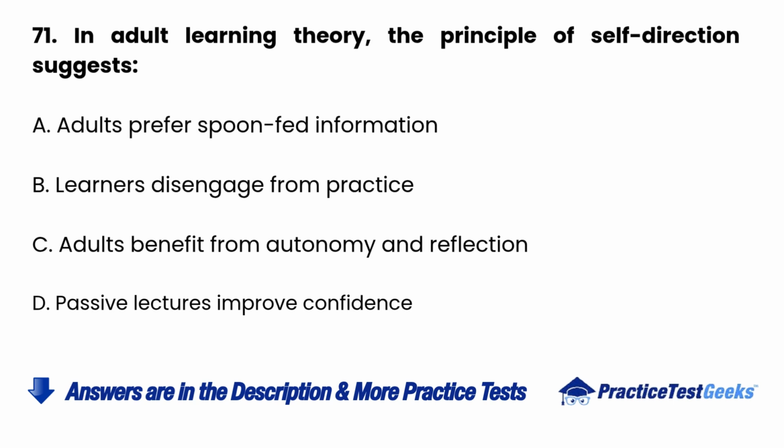71. In adult learning theory, the principle of self-direction suggests A. Adults prefer spoon-fed information. B. Learners disengage from practice. C. Adults benefit from autonomy and reflection. D. Passive lectures improve confidence.